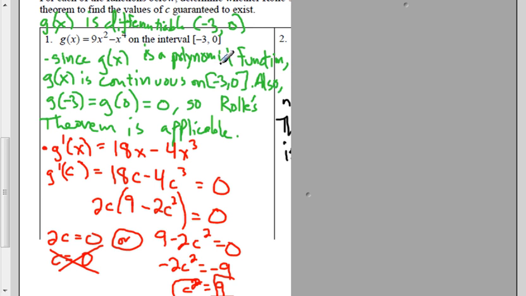Negative 3 to 0. And I know that when I substitute in, negative 3 squared is positive 9. 9 times 9 is 81. Negative 3 to the fourth is 81. 81 minus 81 is 0. Put in 0, get 0 minus 0, that's 0. So both endpoints are 0. So yes, now Rolle's theorem is applicable.